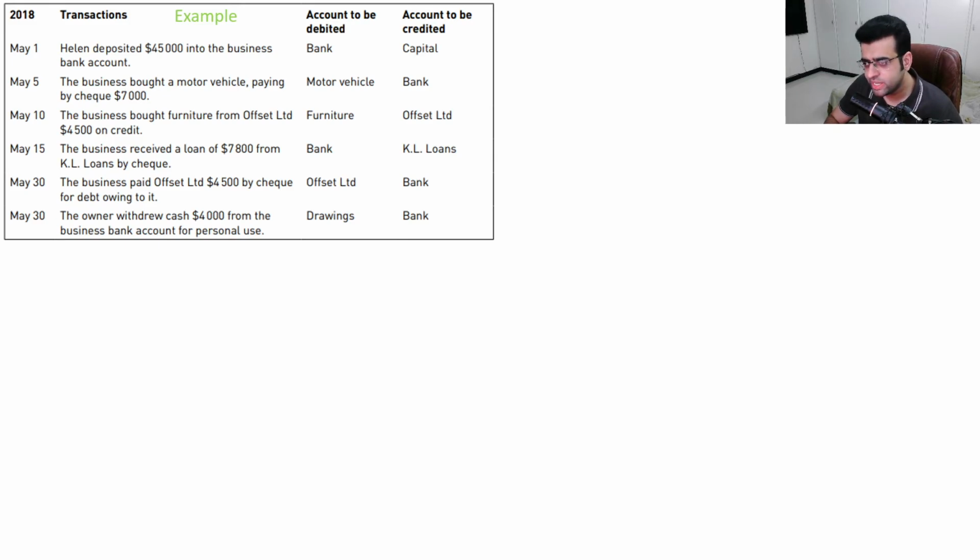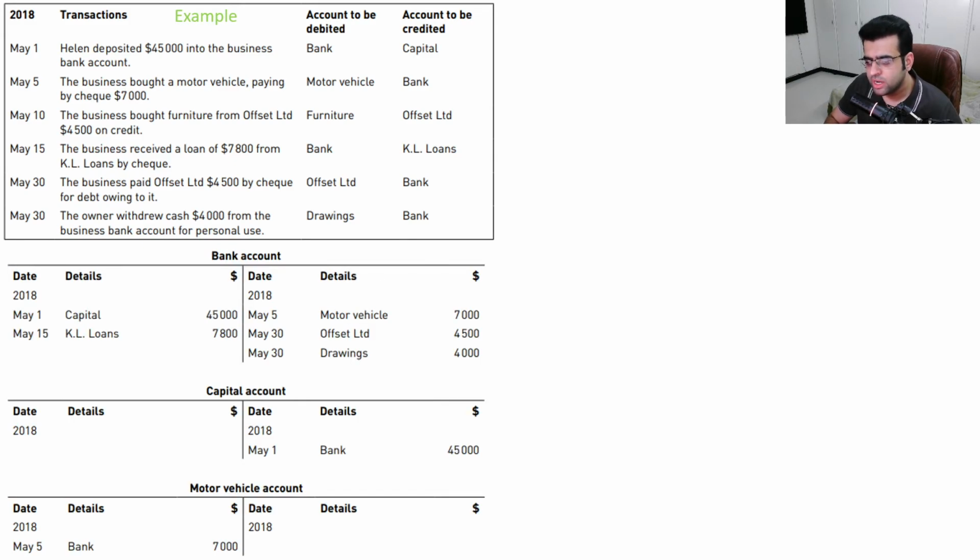And owner's equity or capital increases on the credit side. So in the first transaction, bank will be debited and capital will be credited. Now let's discuss this in the T account as well.